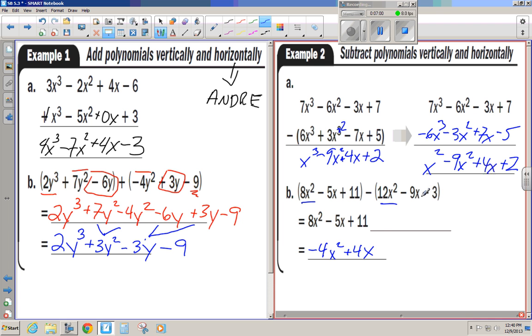And then 11 minus minus 3 is 14. Now, if you have trouble doing some of that work in your head, you're going to want to distribute and make this a minus 12x squared. Distribute the minus onto that minus, so it's a plus 9x. And distribute that minus onto this minus, which also gives you a plus 3. And you still end up with the same result.